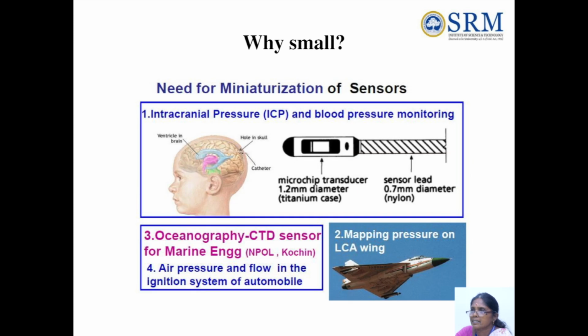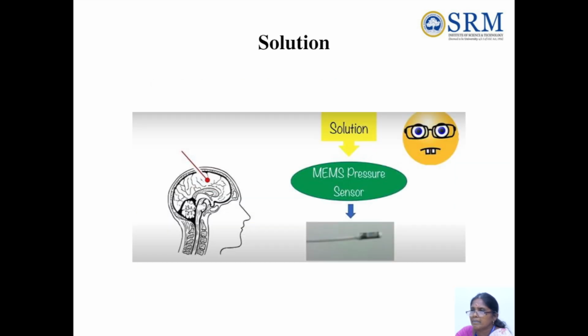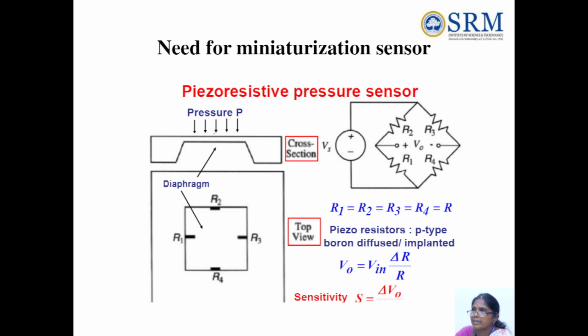Need for miniaturization of the sensor. The different types of MEMS sensors used for pressure are the intracranial pressure sensor and blood pressure monitoring sensor. On the marine and aerospace side, there are some sensors used: the air pressure sensor, and mapping pressure on the LCA wing. The need for miniaturization is seen in the piezo-resistive pressure sensor. The force sensor is connected in the form of a bridge.